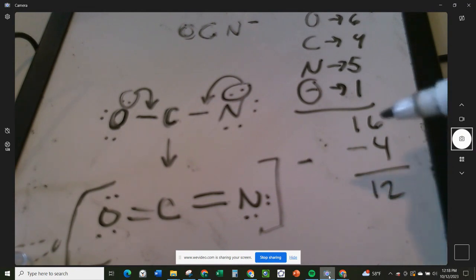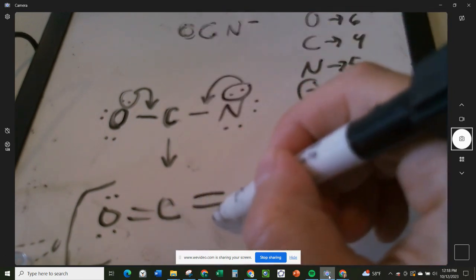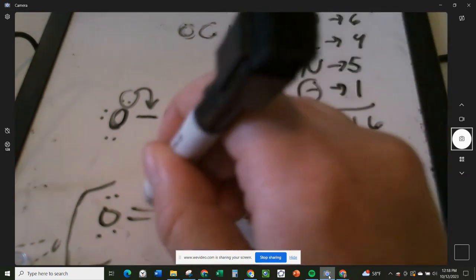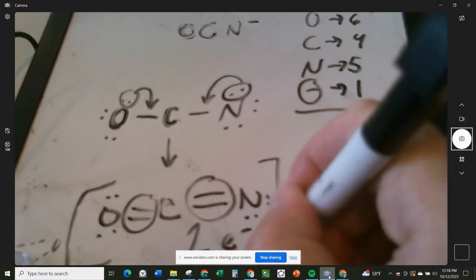And then we need to count the electron groups around the central atom. So carbon is central. And remember, a double bond is only one place where the electrons can live. So this is a bond, this is a bond. So this only has 2 electron groups.